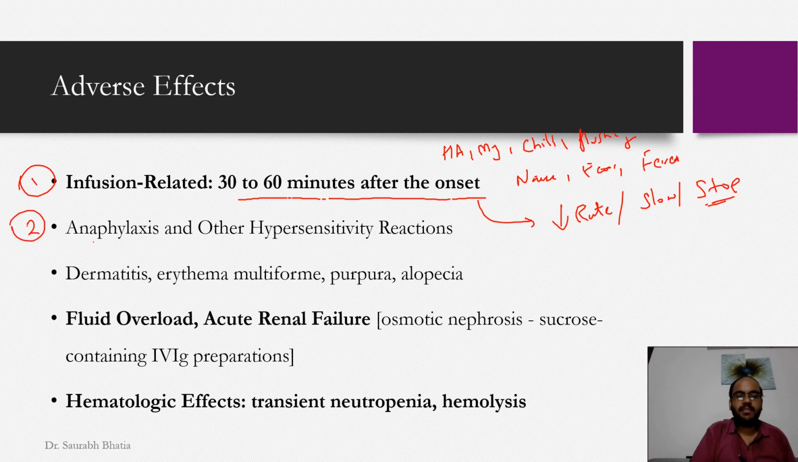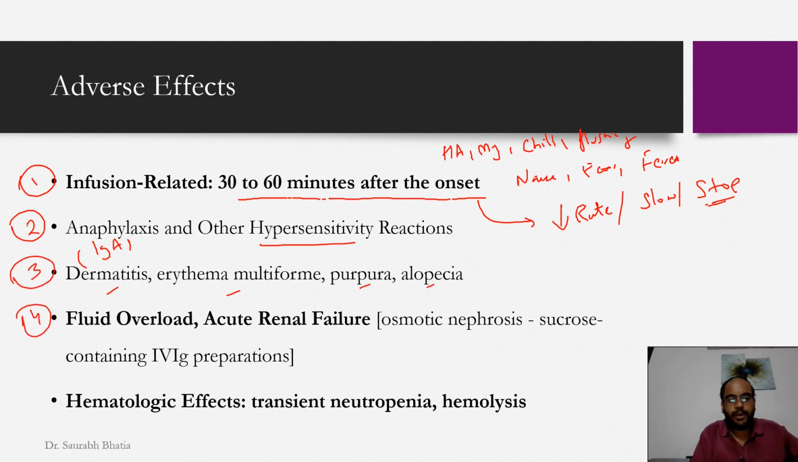Second is anaphylaxis, which is mostly seen in IgA deficiency or autoantibodies, people with autoantibodies. Another hypersensitivity can occur because these are essentially protein molecules, so the body is going to react to them. Dermatitis, erythema multiforme, purpura, alopecia, all have been described with IVIg.